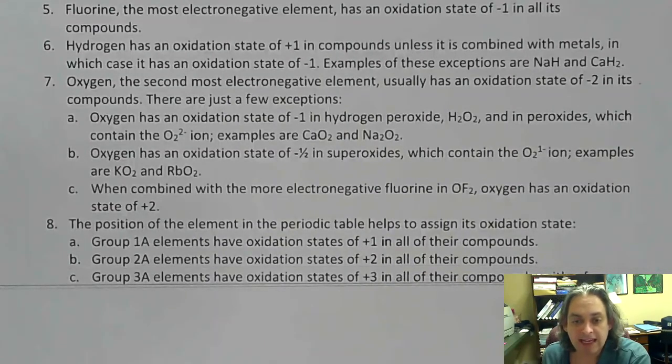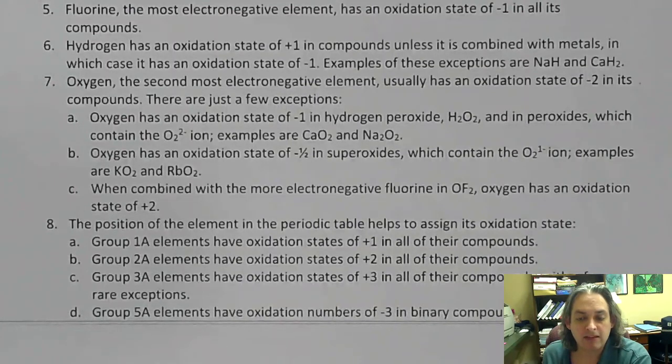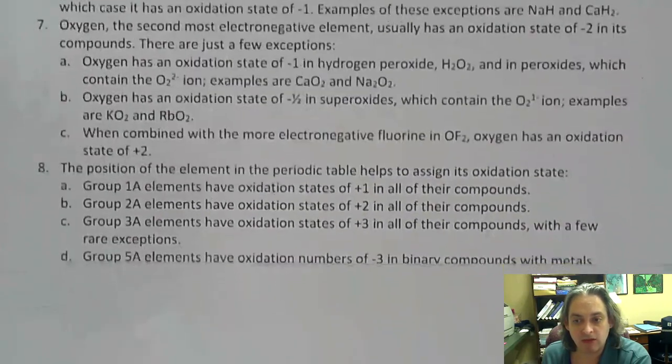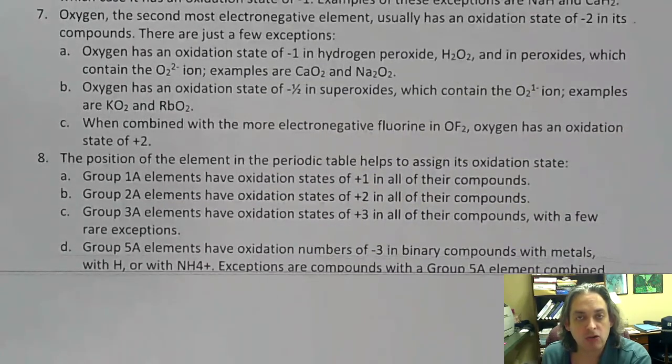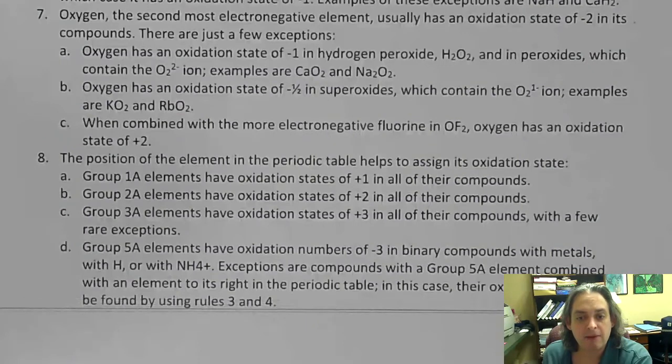Group 3A elements have oxidation states of +3 in all of their compounds, and there are a few exceptions to that. Group 5A elements have oxidation numbers of -3 in binary compounds with metals, with hydrogen, or with the ammonium ion. Exceptions are compounds with a group 5A element combined with an element to its right in the periodic table. In this case, their oxidation states can be found by using rules 3 or 4.